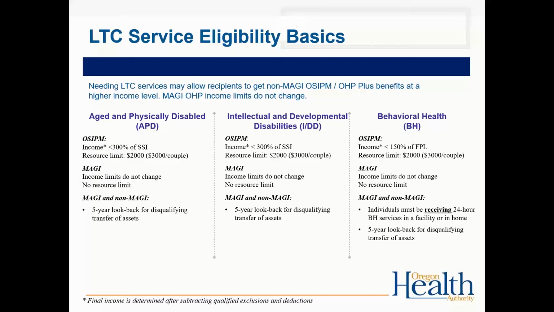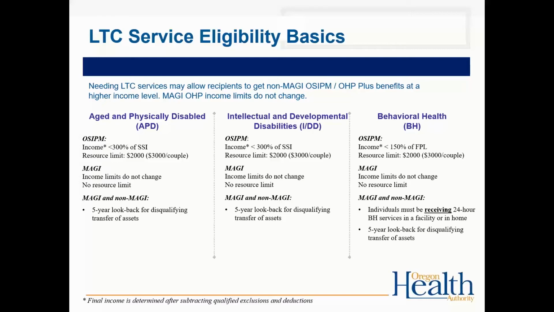Right now, people who are getting SSI get the full SSI at $794. So 3 times that amount. And then resource limits are $2,000, and $3,000 if they're a couple. And then MAGI limits, they don't change. So that information is the same for aged and physically disabled as well as the IDD.